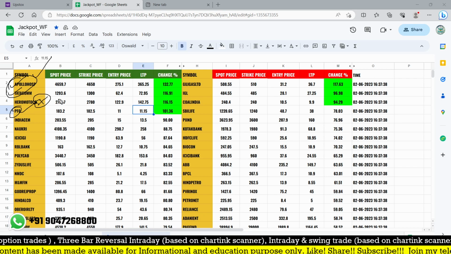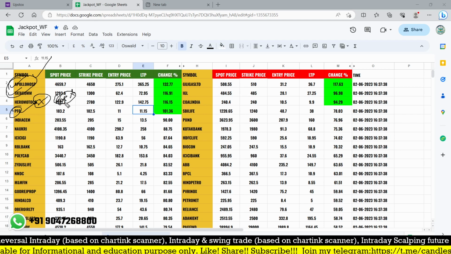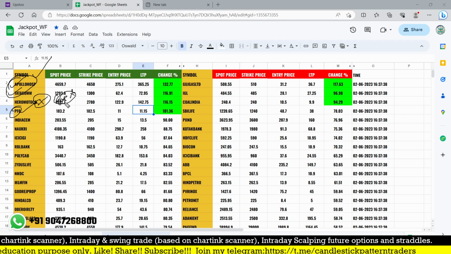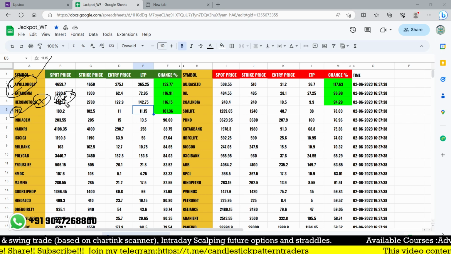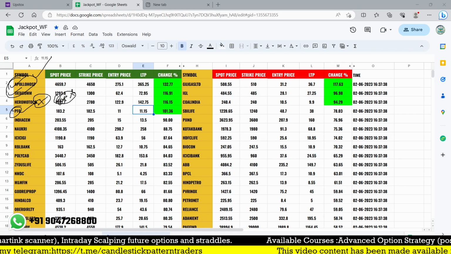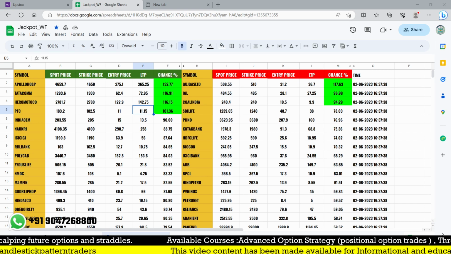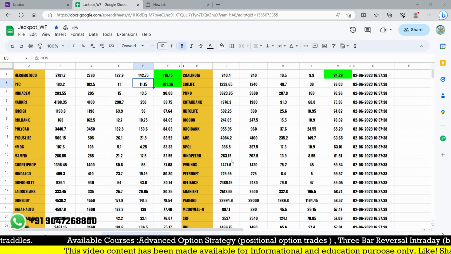Hero MotoCorp is a gap up, so we ignored it. So these are all the opportunities. This is the monthly positional. We are going to wait for this month. The monthly sheet will always be the same until July 1st. Okay, so from there we find opportunities.